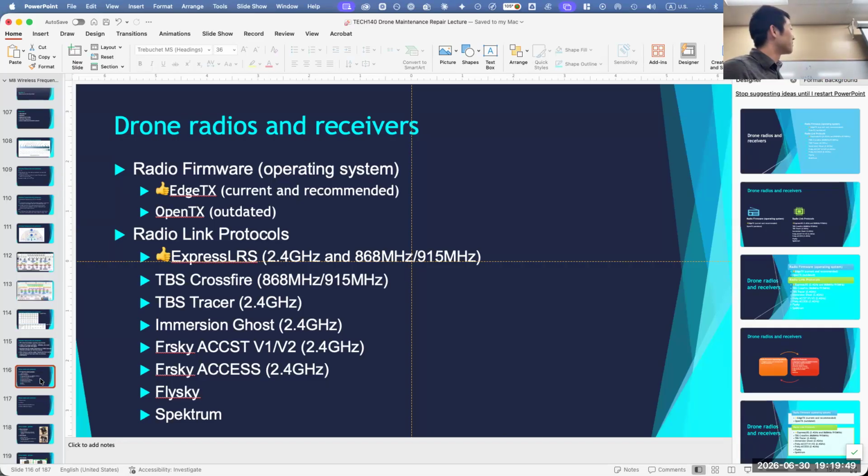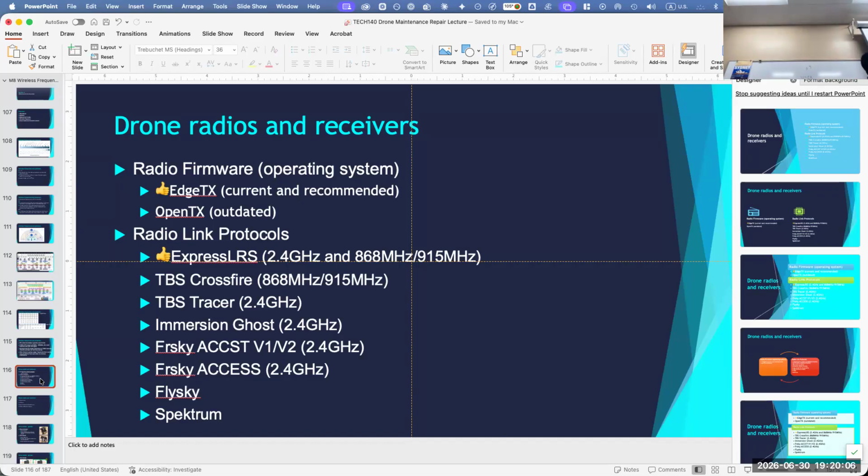For the radio link protocol, we have ExpressLRS. That is an open source, very popular protocol. Protocol, you can think of it as like a language.